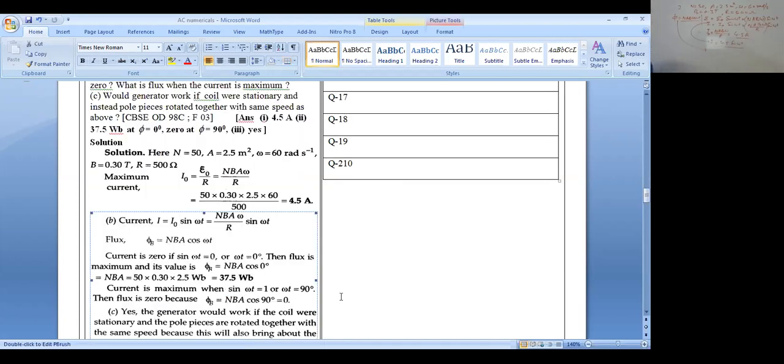So this way, you put all the values here. The maximum value of flux can be found by putting the values here. That comes to 37.5 Weber. Weber is the unit of flux.